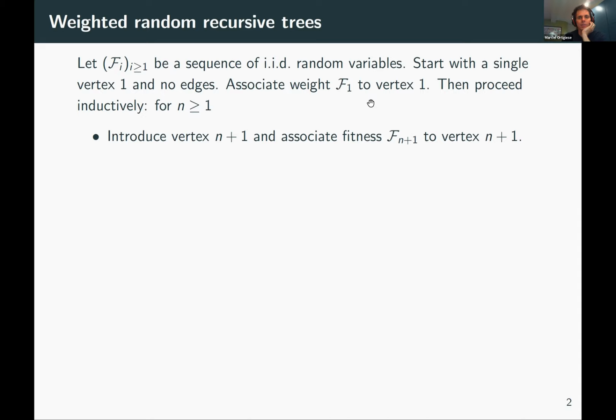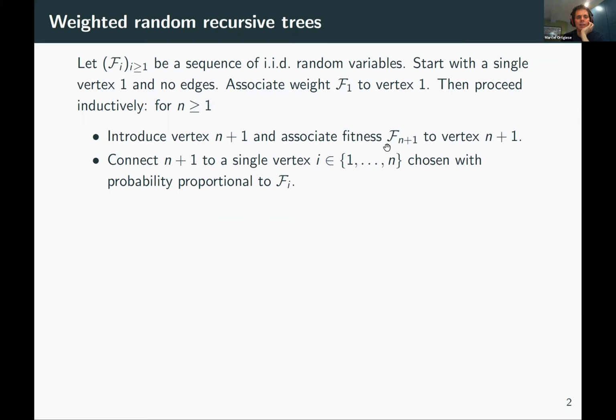And then we proceed inductively. At every step, we introduce a new vertex, vertex n+1, and we associate an independent fitness to it. Then we connect this vertex to one of the previous vertices, choosing a vertex i with probability proportional to its fitness. So you have a growing network, and those vertices that have high fitness are more likely to attract new incoming edges as we go along and grow our network.